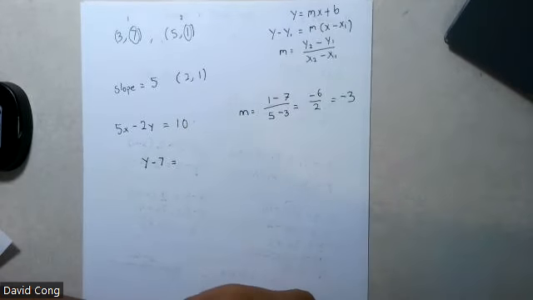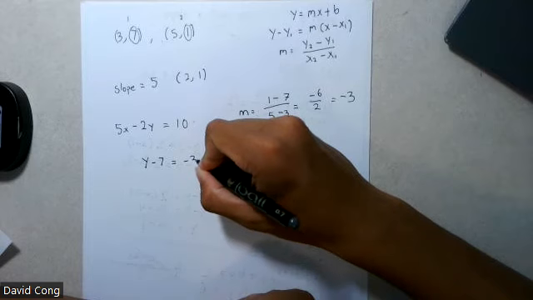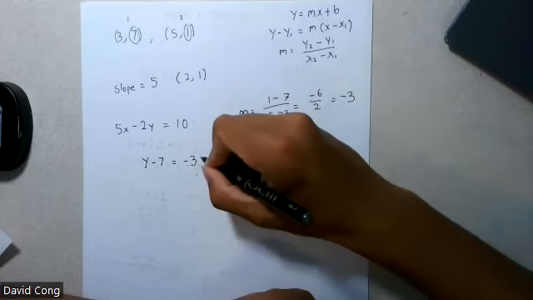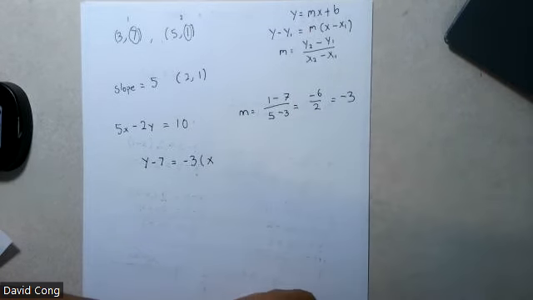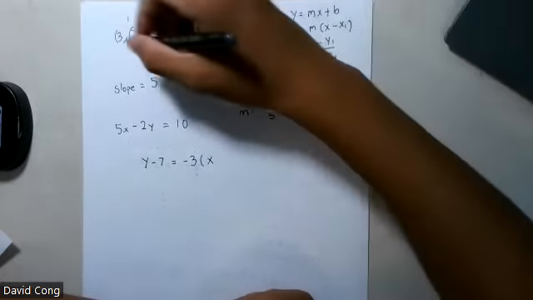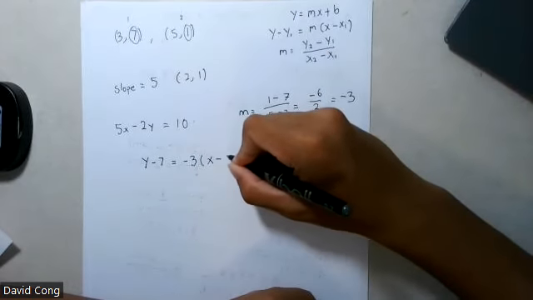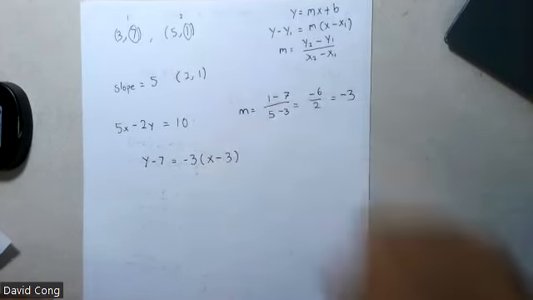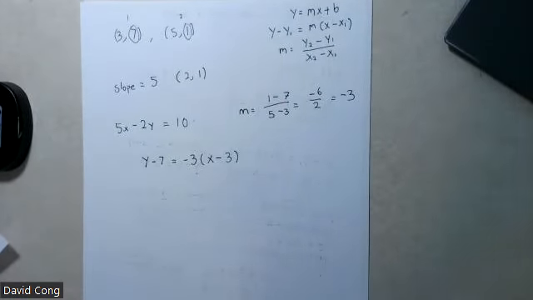And now m. What's our slope? It's -3, because we just found it here. And now what's the x coordinate of 1? That's a 3. This is your second hint. Now you've got to work with this.